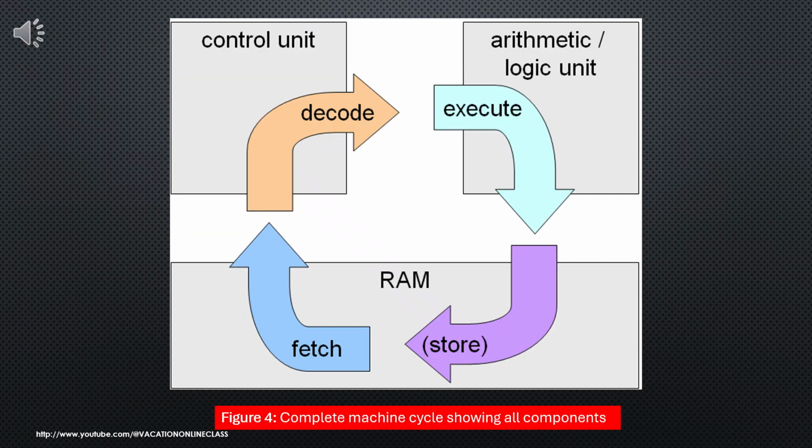This image shows a complete machine cycle showing all components. So you can see from the fetch from the RAM, to decode on the control unit, to execute on the arithmetic logic unit, then store on the RAM. So a complete machine cycle.